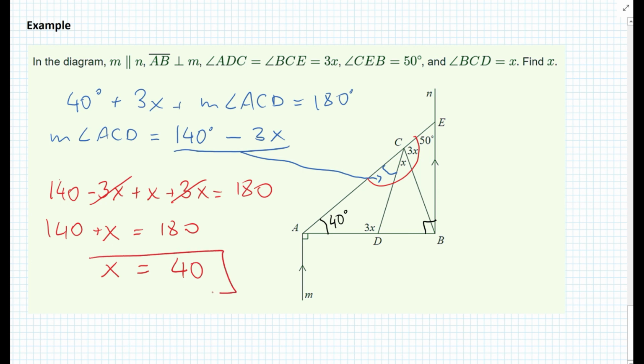So again, this was just an example on how we can use the triangle theorem to solve problems like this.